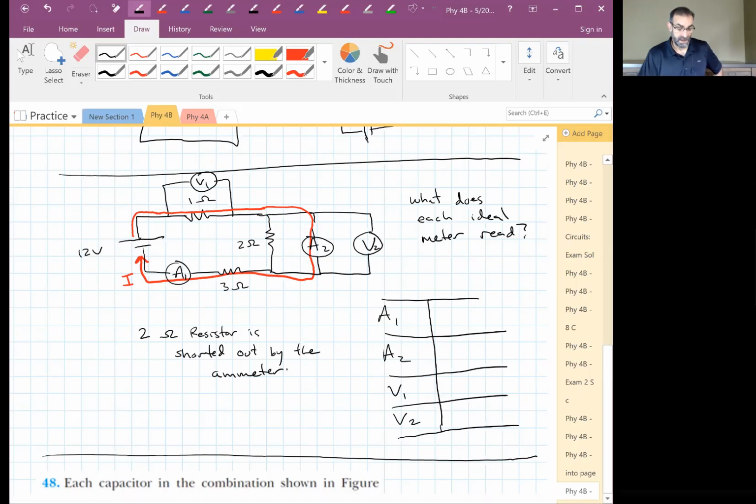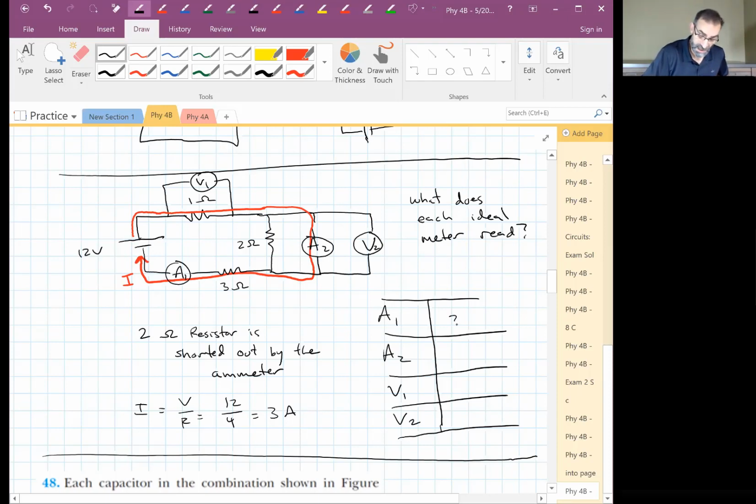So we've got 4 ohms of resistance in this circuit and a 12-volt battery. So I is 3 amps, and it's going through both ammeters. Both of them are going to read the same. V1 reads the voltage drop across the 1 ohm resistor, so we can multiply the current times the resistance, and we get 3 volts. And V2 is shorted out by the ammeter, so it reads 0 volts.